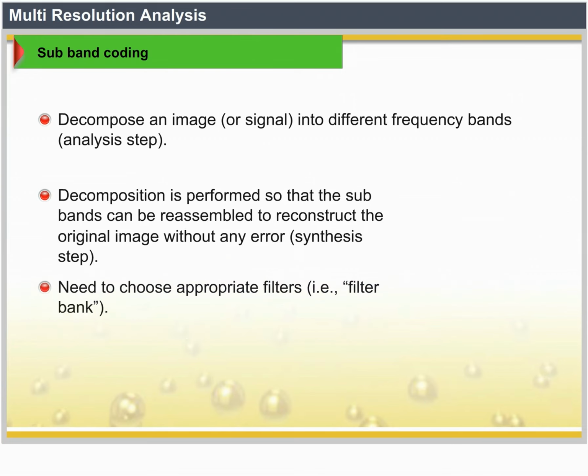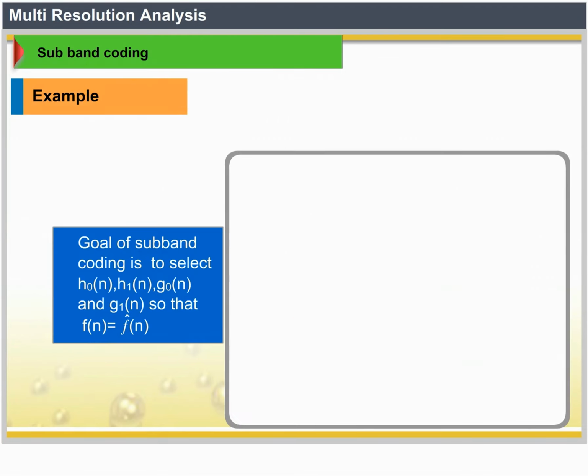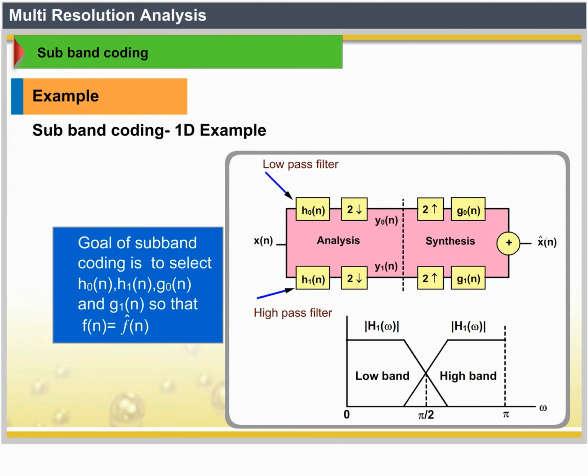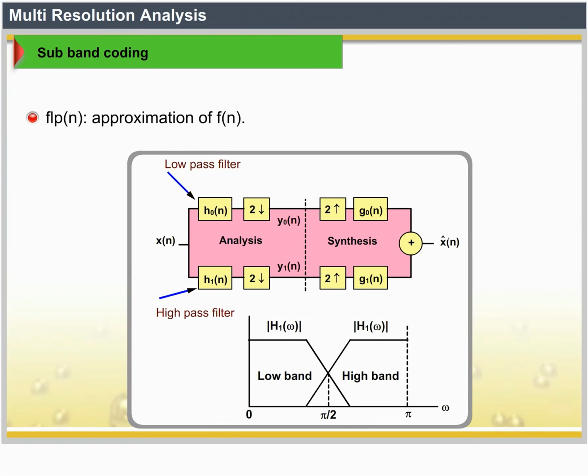Example, sub-band coding, 1D example, 2-band decomposition. The goal of sub-band coding is to select h0(n), h1(n), g0(n), and g1(n) so that f(n) equals f-hat(n). f_LP(n) is the approximation of f(n). f_HP(n) is the detail of f(n).